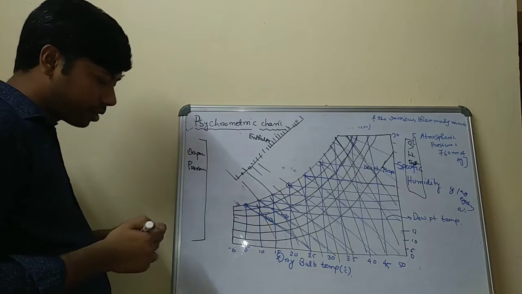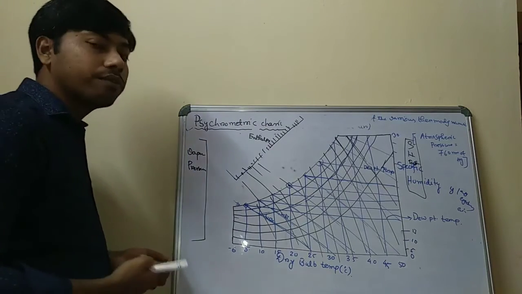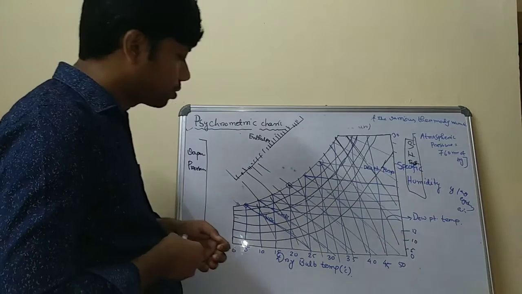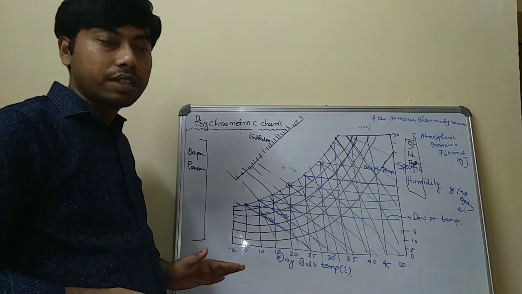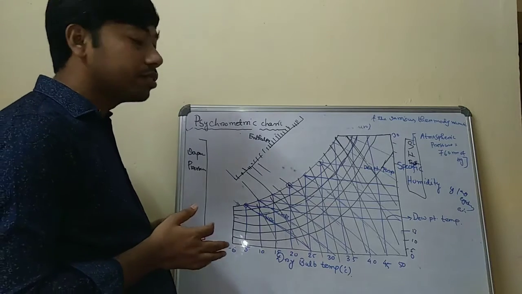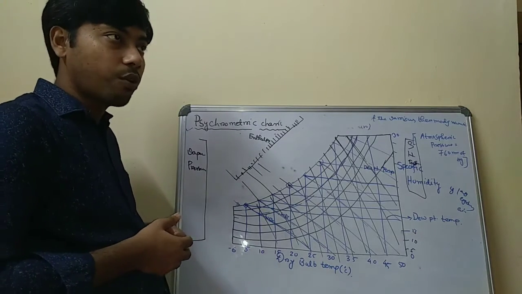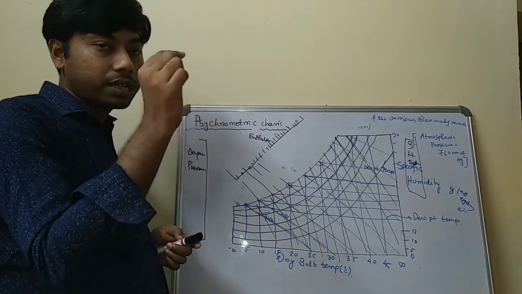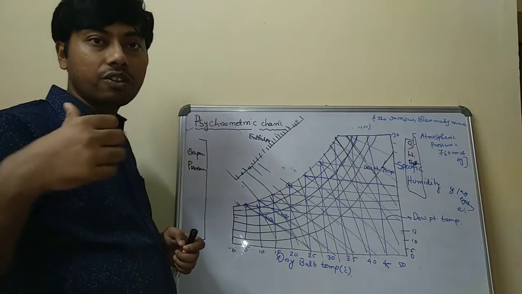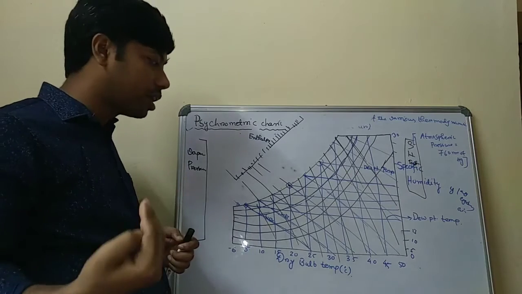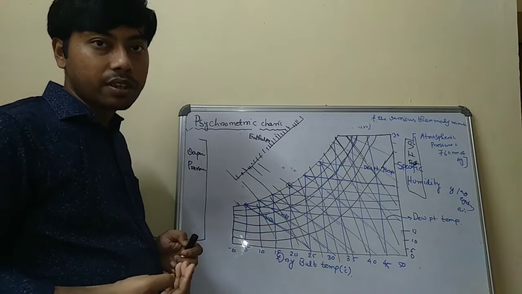Now, how do you solve the problem? Suppose your dry bulb temperature is given, wet bulb temperature is given in your numerical, and relative humidity is also given. If they meet at a particular intersect point, corresponding to that point you can easily identify your specific humidity, enthalpy lines, or any type of thermodynamic properties. Okay.